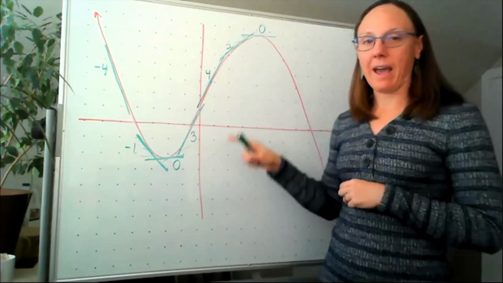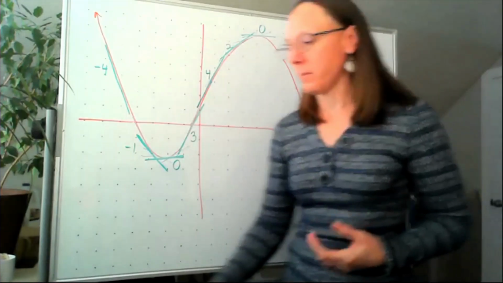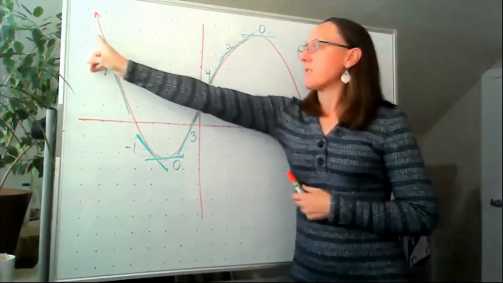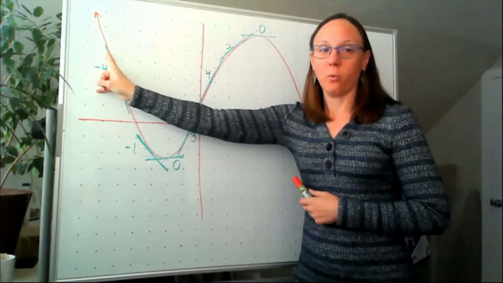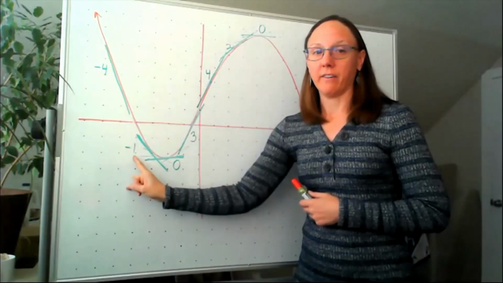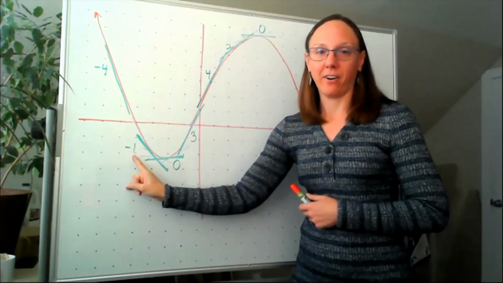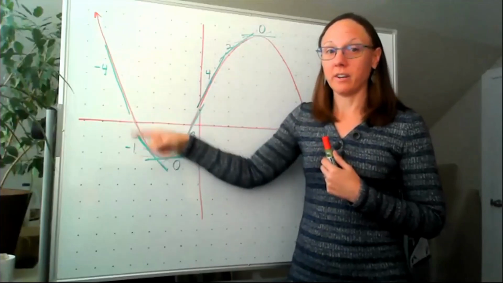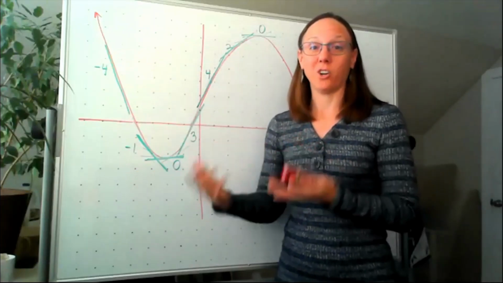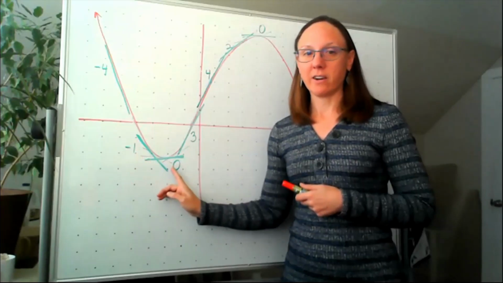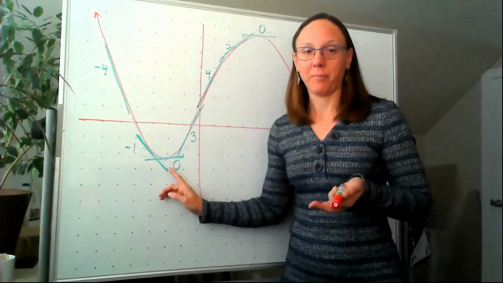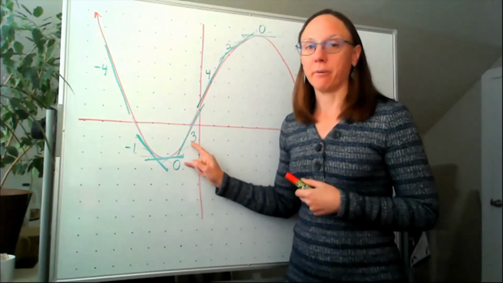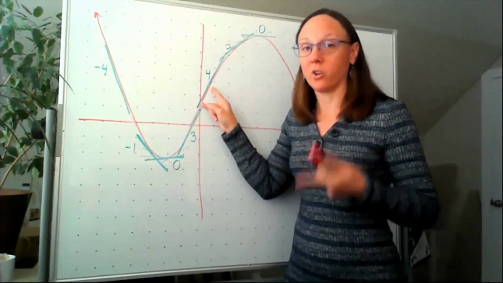Well, if I think about how these slopes are changing as I move along the graph, my slope over here started out as a negative slope, but to get from -4 to -1, my slope got bigger, right? The actual number got larger. So from -4 to -1, my slope was increasing. Well, from -1 to 0, that's also an increasing number. And from 0 to 3, my slope is also increasing. And from 3 to 4, my slope is also increasing.